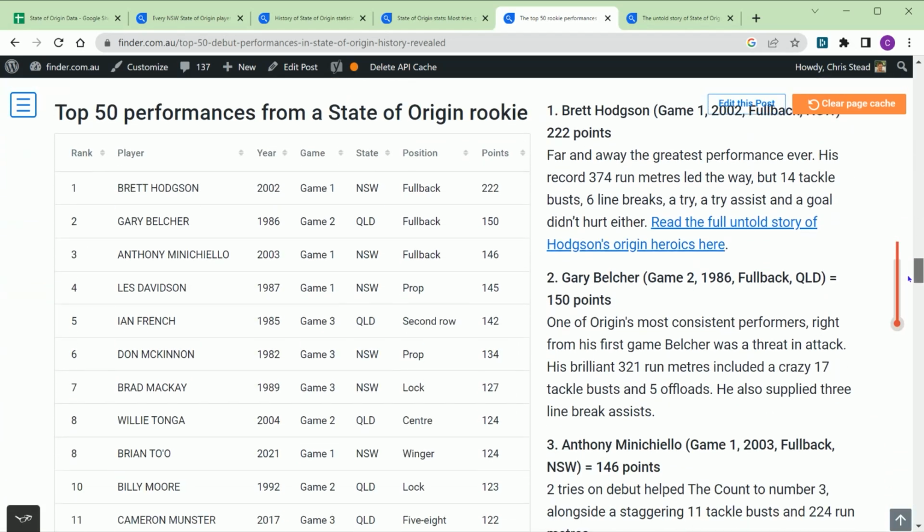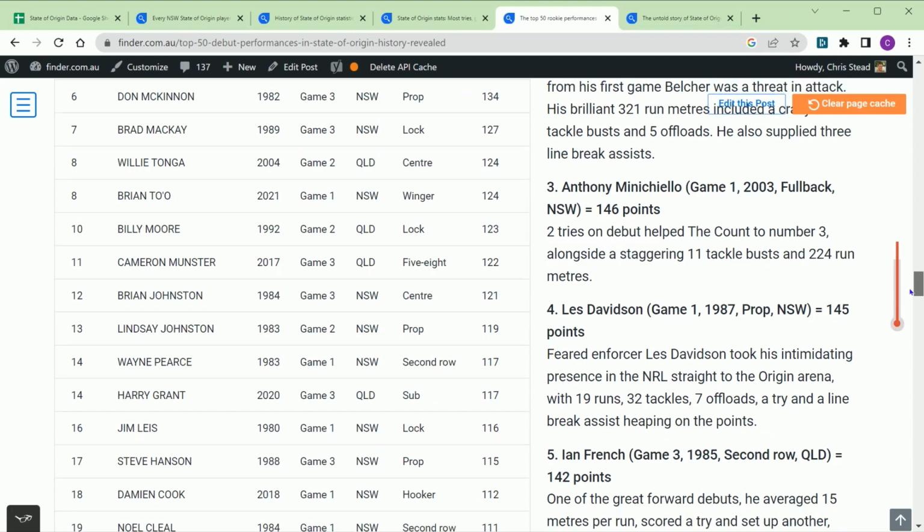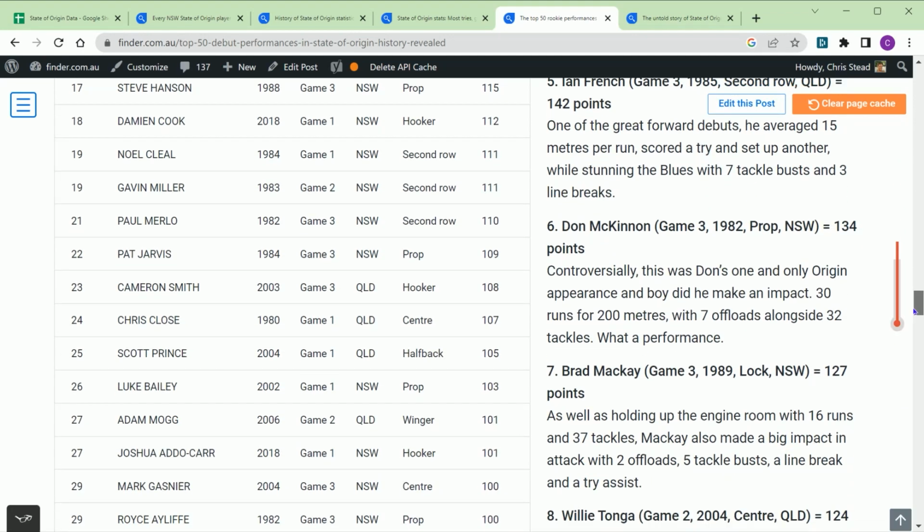Now that was in 2018. Since then I've kept it updated, and every single year there's been a State of Origin game or three State of Origin games, I've updated that sheet and updated all the stats.